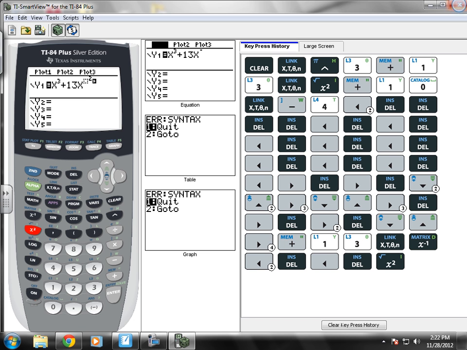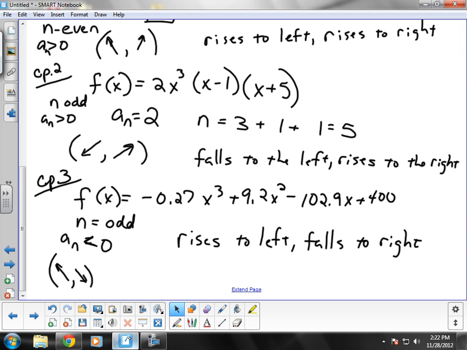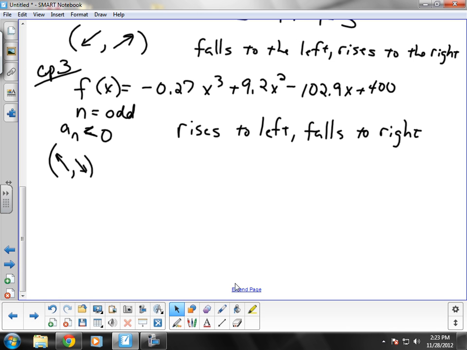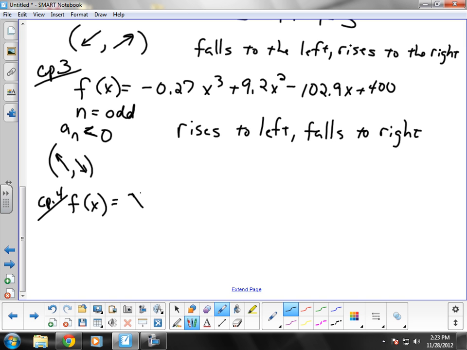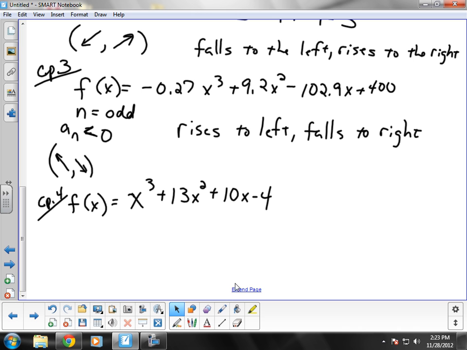Go to the Zoom and go to standard window and hit enter. And look at your picture. Now I want you to look at that equation. F of x, this is checkpoint 4 by the way, f of x is equal to x to the third plus 13x squared plus 10x minus 4. Tell me what the end behavior ought to be.